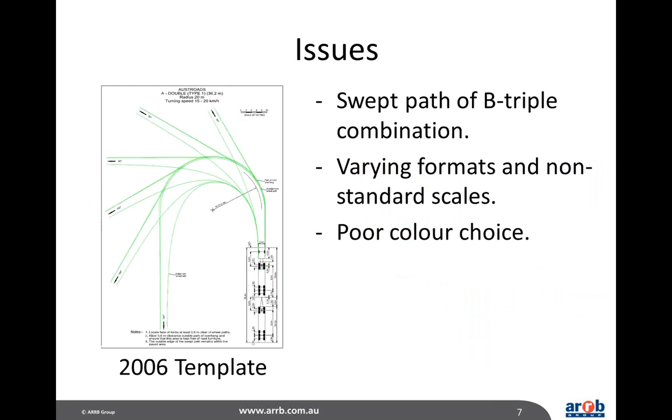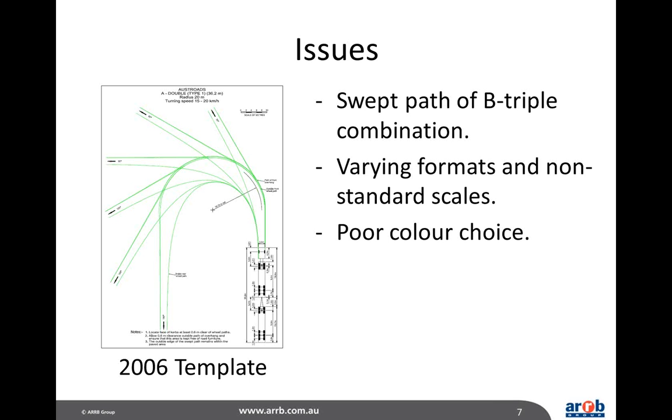The largest source of feedback and identification of these issues was from the users of the guide, so pretty much yourselves, with that feedback used in determining the changes to be made in the 2013 edition. A number of issues have been identified over the years, and three of them are shown here. The first one was that the B triple combination included in the 2006 guide didn't meet the PBS level 3 low speed swept path requirement that it would be expected to. That might sound a bit confusing at the moment, but I'll go into that in further detail in a little while.